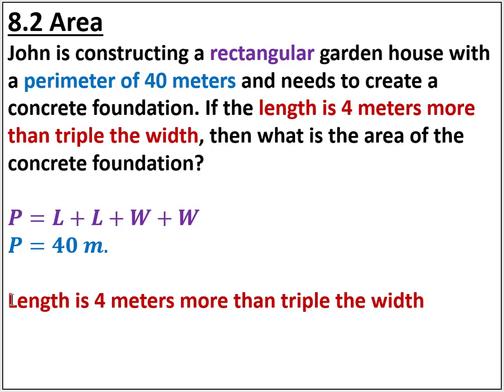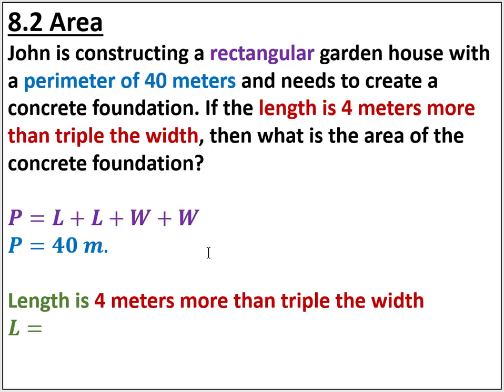So again, it's very similar to the 8.1 perimeter application. Also, this ties into section 1.1, translating phrases into algebraic expressions. So let's start working this out. Now, when it says length is, and the process applies if this says width is, we're going to write that as L equals. So again, when it says length is, it's going to be L equals. Now, if this was width is, then it'd be W equals. So again, it's going to be the same process if this says width.